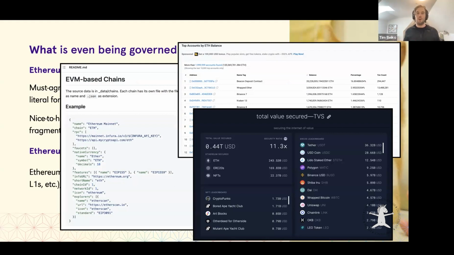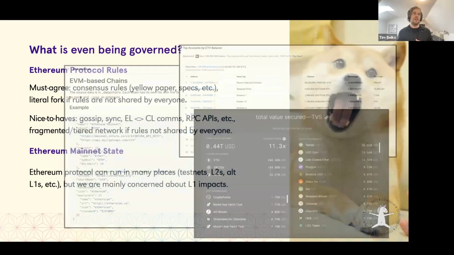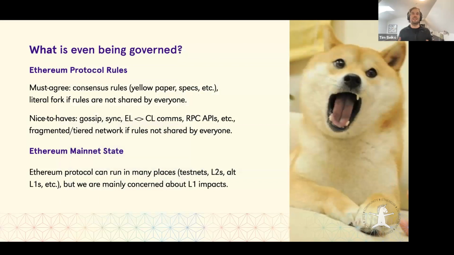So when we talk about Ethereum governance, often we're concerned about what the changes to the protocol are that will be deployed to this instance of the Ethereum network, rather than something like a testnet or an L2 or an alt layer 1 that might also implement a lot of the protocol rules. So at a high level, this is the thing that's being governed when we talk about Ethereum governance: the Ethereum protocol rules as instantiated on the Ethereum mainnet.